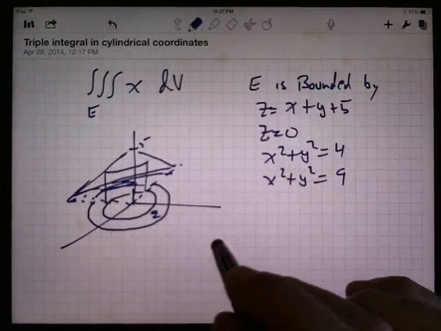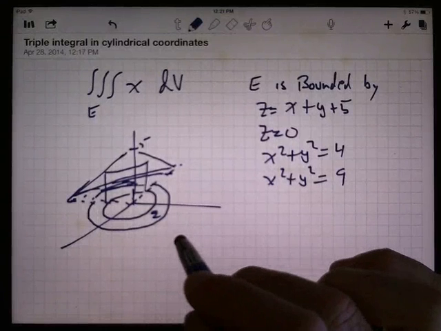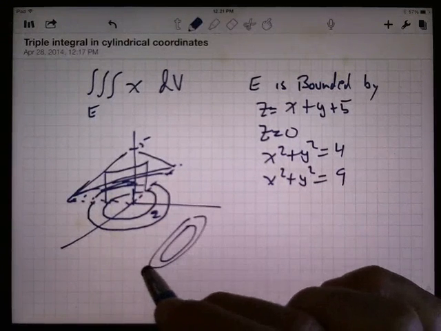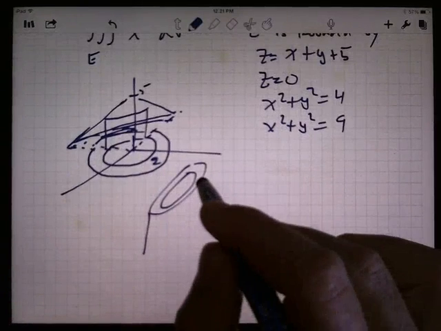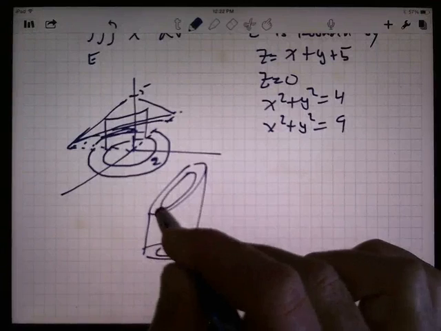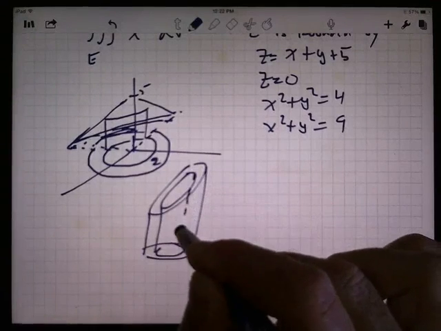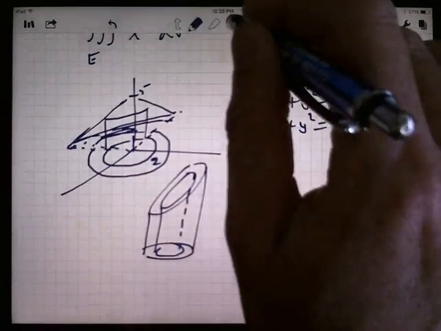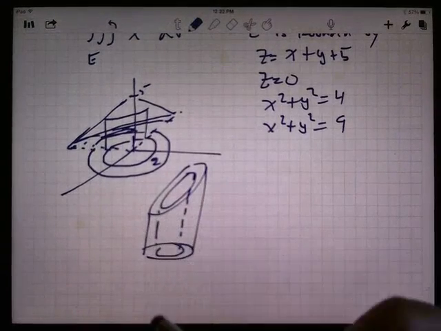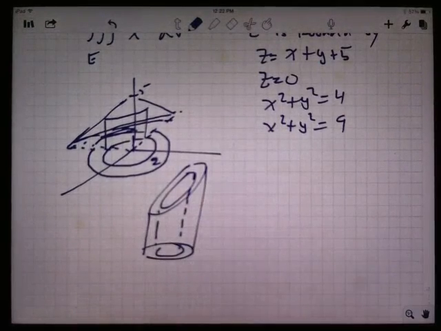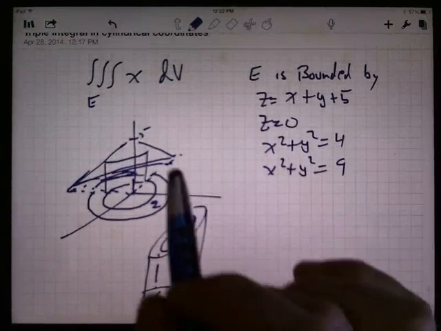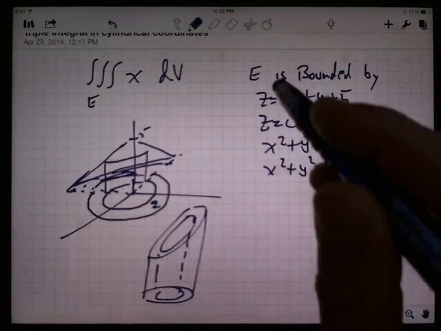So what I'm looking at here is this thing that's slanted at the top and flat on the bottom. So the region looks like that. Let's see if I can dot that one instead. There we go. That's the region I'm integrating over. Okay, and I'm integrating x over that region.